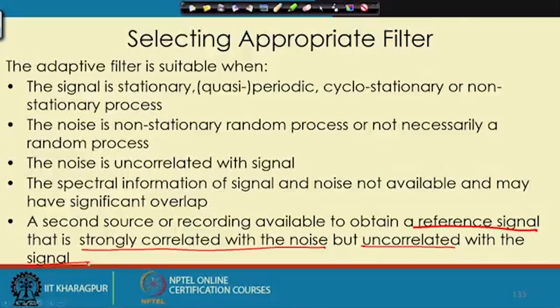For example, if the power frequency hum is the noise we are worried about and we want to remove it from the biomedical signal, in that case what we can do is take the voltage from the power line, which will certainly be correlated with the power frequency hum, and as the power frequency hum and the signal are uncorrelated, this new reference signal is also uncorrelated with the signal of interest.